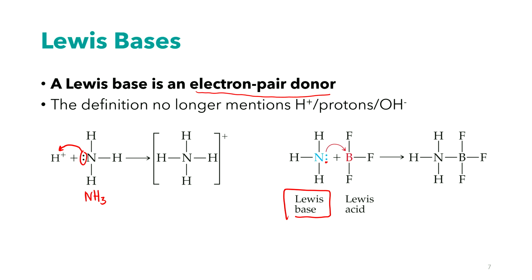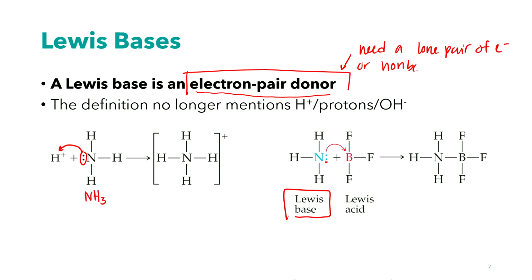So to be a Lewis base, you better have a non-bonding pair. If you can donate it, you need a lone pair of electrons or non-bonding pair, using those interchangeably. Another way of saying it is that Lewis bases should be electron rich.